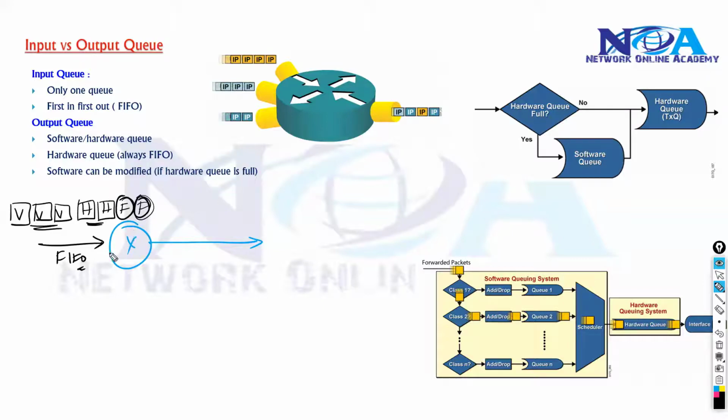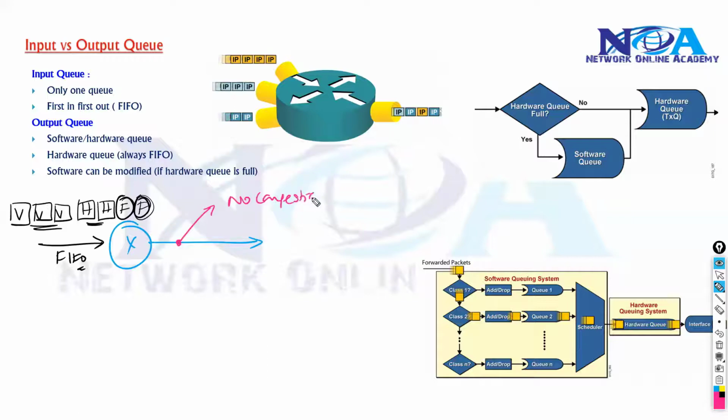Now the router is going to process those packets, and then it will try to send them out of the queue. That is your output queue. Now here there are two things we need to know. Now, in case there is no congestion.